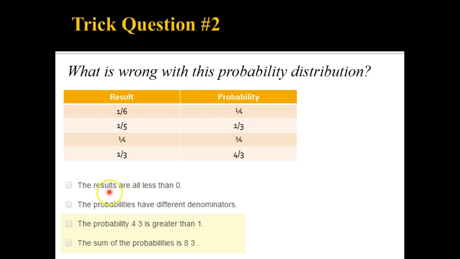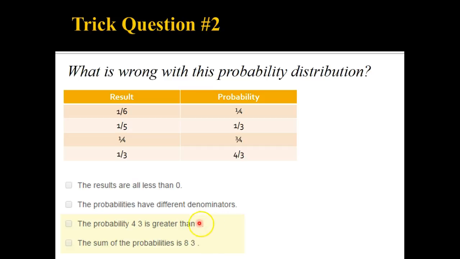So what's wrong with this probability distribution? The first thing it says is the results are all less than 0. The results are just what we counted, and it doesn't matter what they are. So there's nothing wrong with that. Second possible thing wrong, the probabilities have different denominators. Notice that we have a 1/4, a 1/3, 3/4, 4/3. So we have some thirds and we have some fourths. Is that a problem? Well, remember on the last page we had 3 different denominators, and that wasn't a problem at all. So no, having different denominators in your probabilities is not a problem.